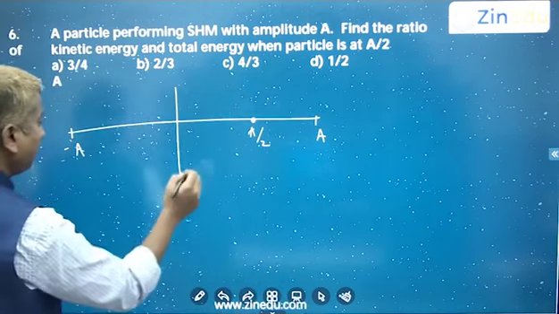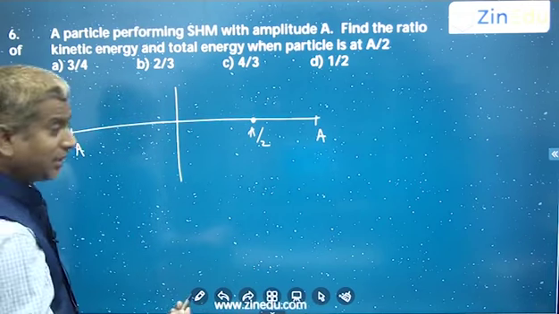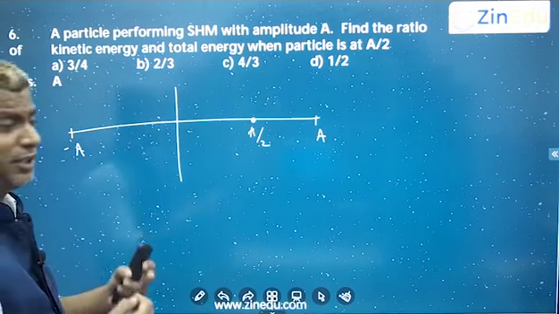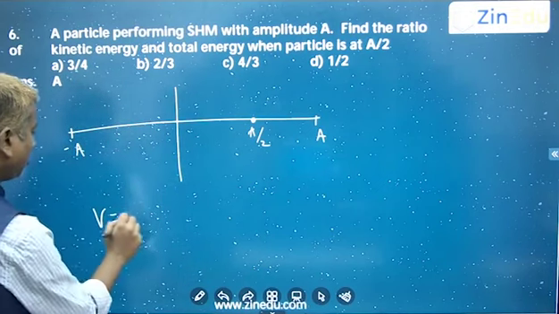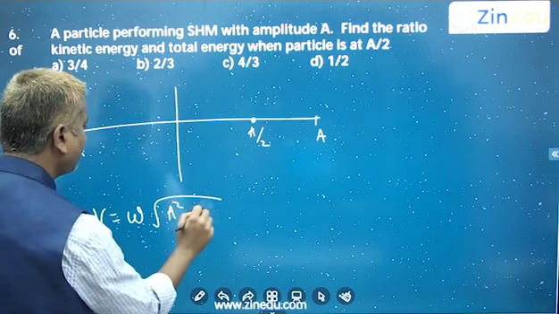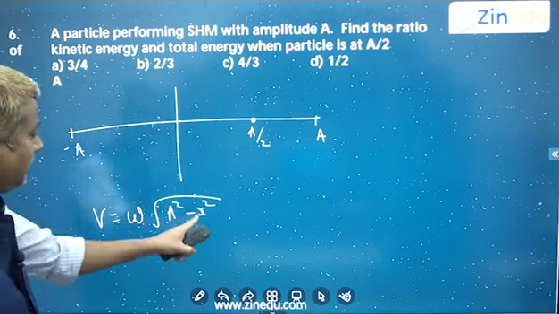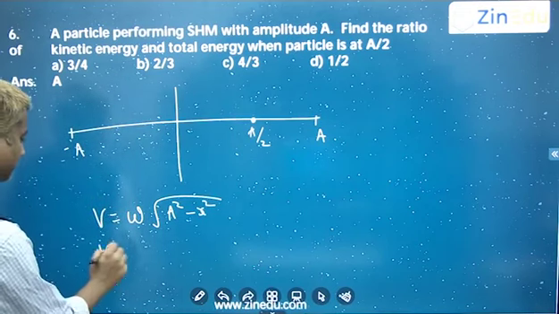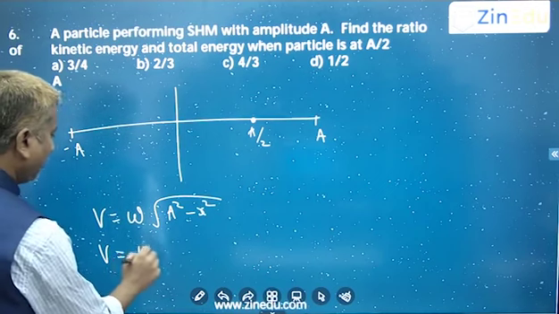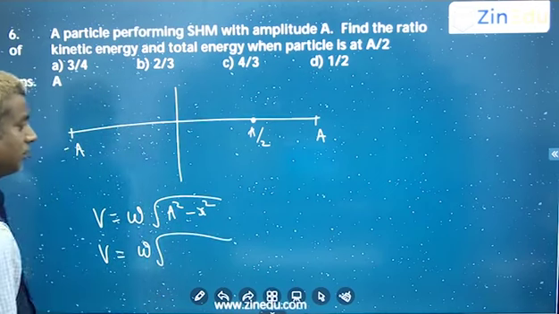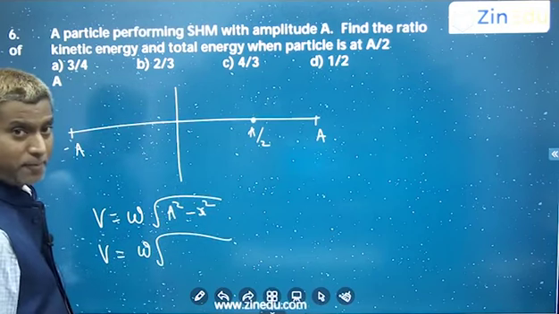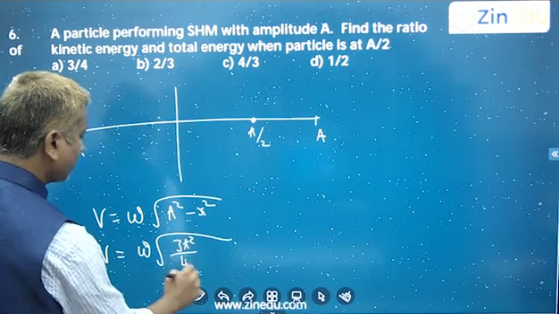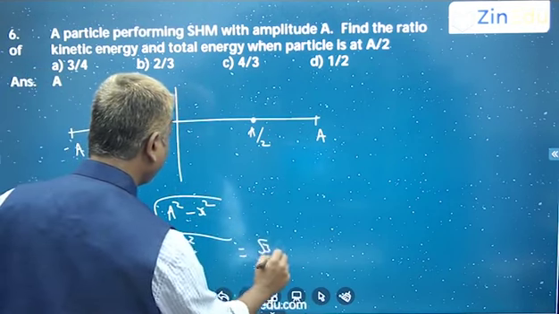If you want to calculate the kinetic energy, you need the velocity at a displacement of A by 2. There is a relation between velocity and displacement in SHM, that is v is equal to omega into under root of A square minus x square. When x is A by 2, what is the velocity? The velocity at x equal to A by 2 will be omega times under root of A square minus A square by 4, 3A square by 4, that comes out to be root 3 by 2 times A omega.